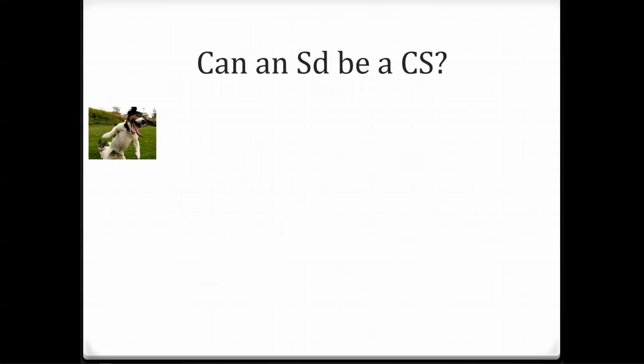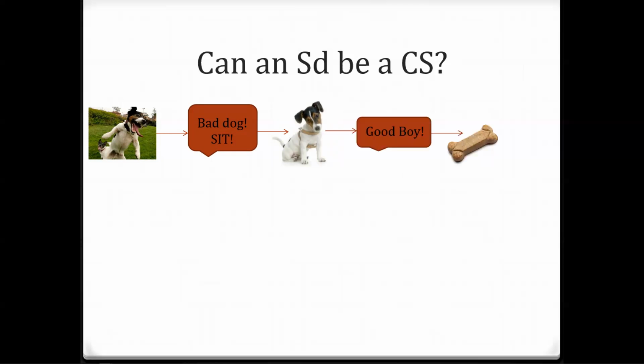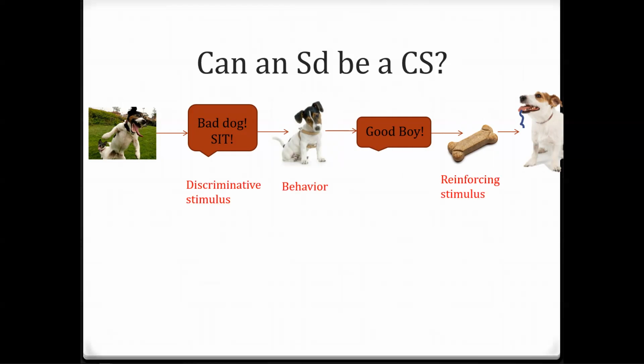So let's think of a simple behavioral episode where you have a young puppy, a crazy dog, who is coming at you, and you say, bad dog, sit. And then the dog sits very nicely. And you say, oh, good boy. And then you give them a treat. And then they salivate, so to bring back our Pavlovian conditioning. So we can break this down into a variety of chunks.